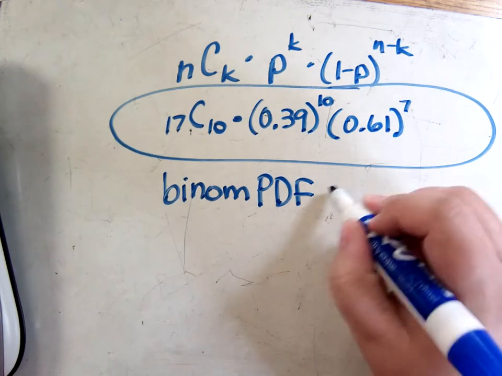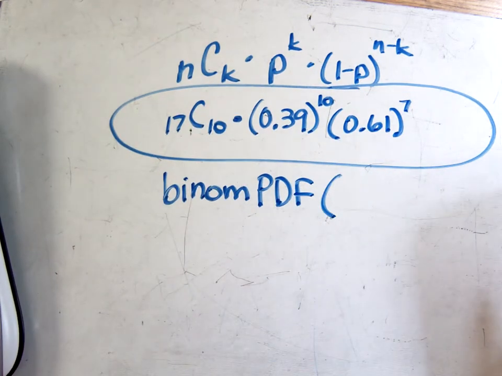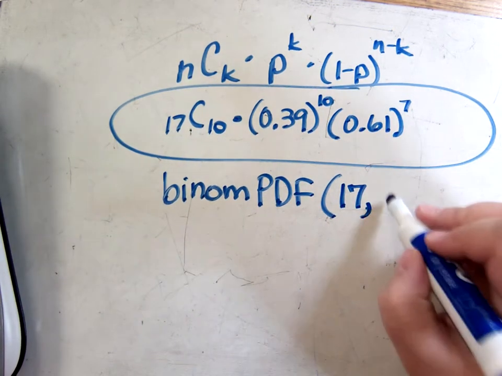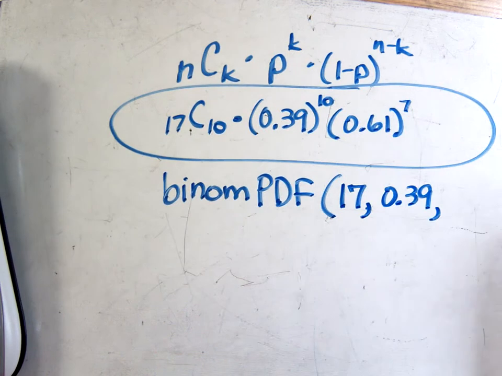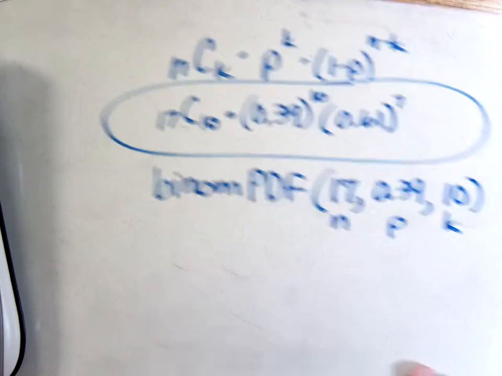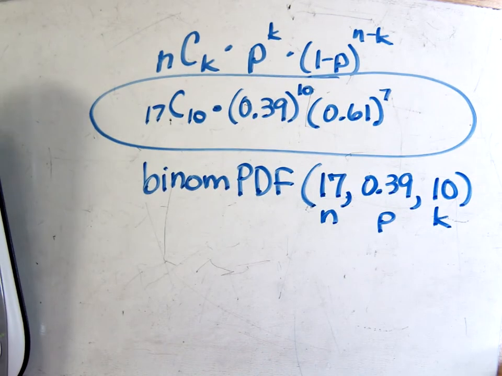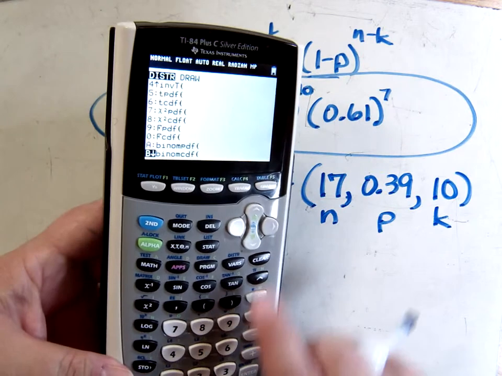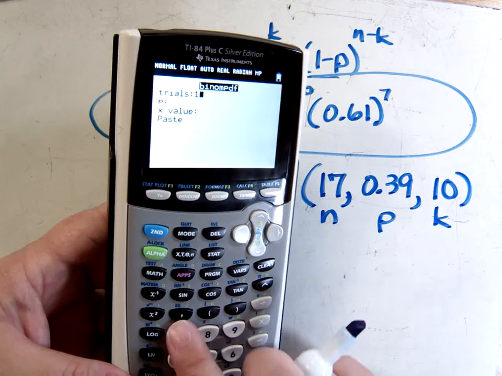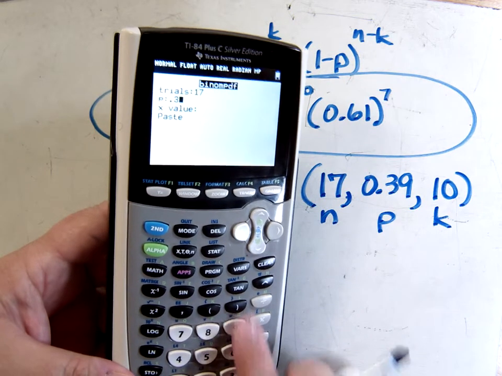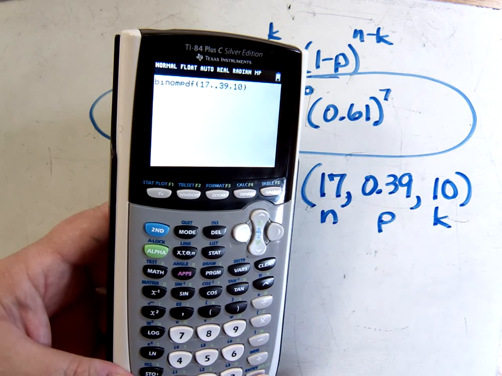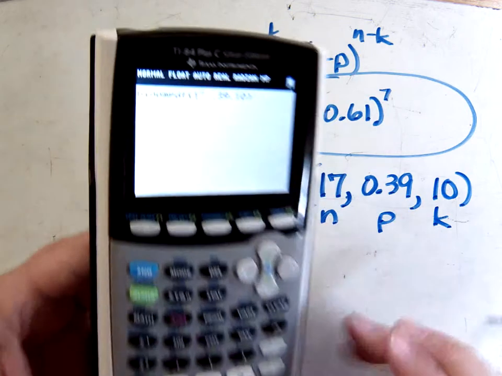If you're doing it in a calculator that asks you to put it in with commas, you put in the total number 17, the probability of success 0.39, and then the one you're asking about, n, p, k, in that order. If you put it in the wrong order, it'll do the wrong thing. On some of them, it will ask you like this: what is your number of trials? That's 17. Probability for each trial is 0.39, and the x value is 10. And you see it puts it in that same order that I just had it here.